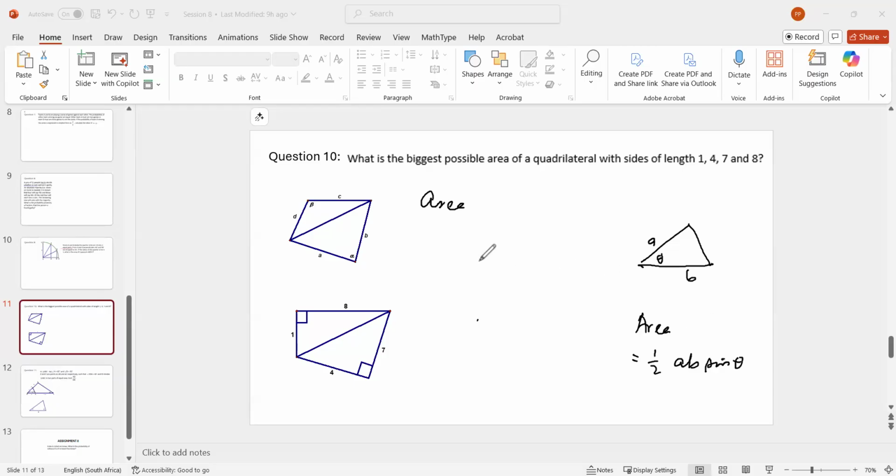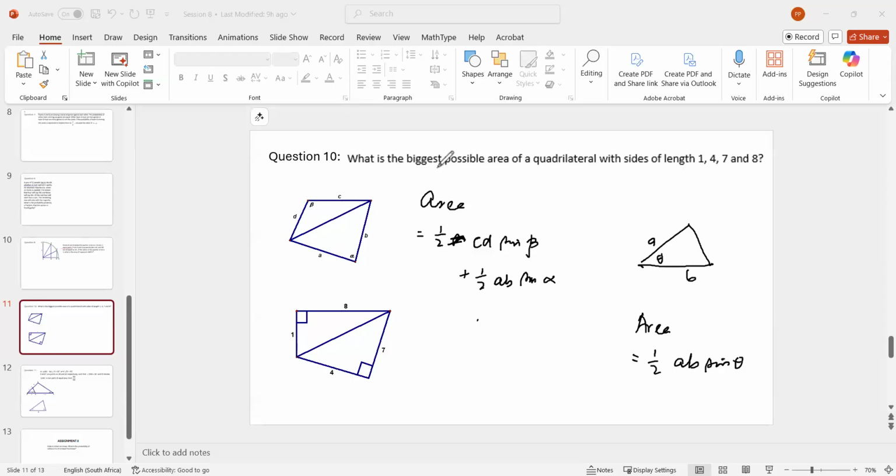See? So this area here is a half CD sine beta plus a half AB, this other triangle, sine alpha. We don't know anything about alpha and beta. I don't say they are supplementary because we don't know it's a cyclic quadrilateral. It's just any quadrilateral. Need not be cyclic.